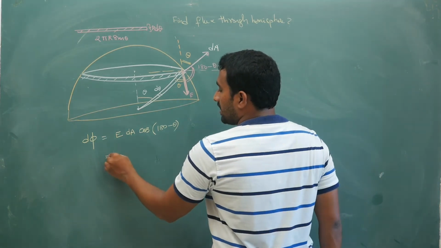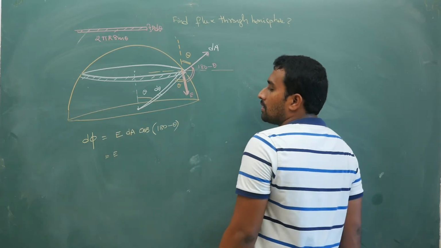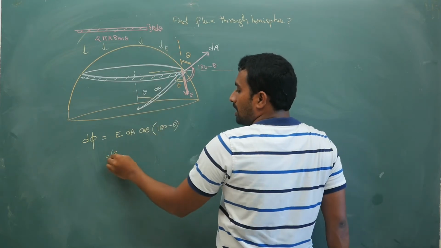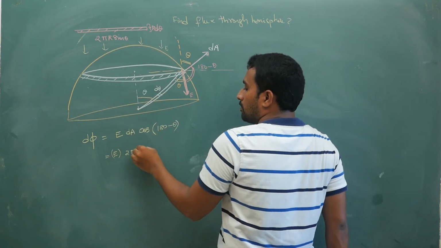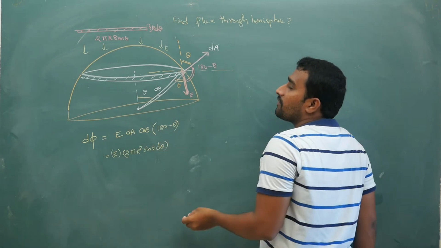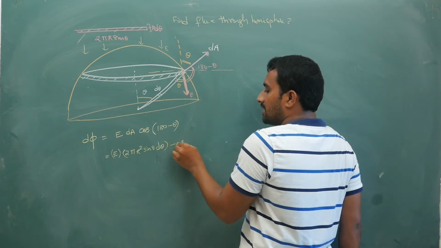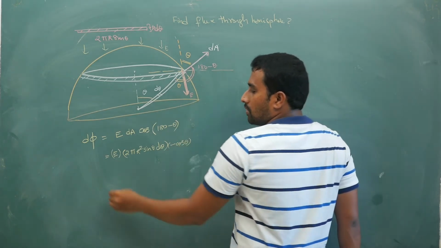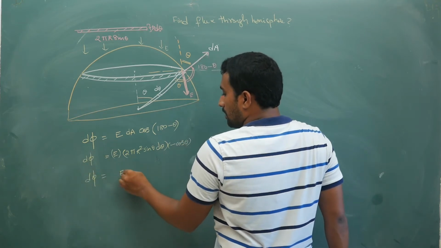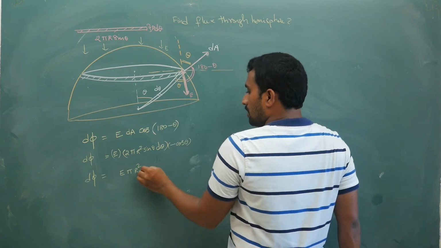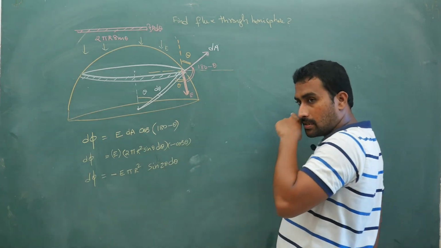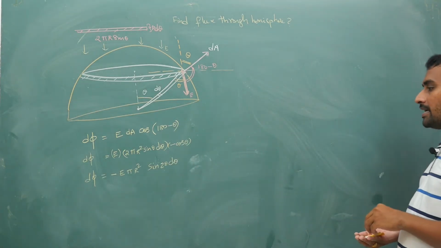So that will give you E times, here E is constant of course, the small area dA, 2 pi r square sin theta d theta, times cos of 180 minus theta. Cos of 180 minus theta is minus cos theta. So your small flux d phi is equal to E times pi r square times minus sin 2 theta d theta. I am writing 2 sin theta cos theta as sin 2 theta.